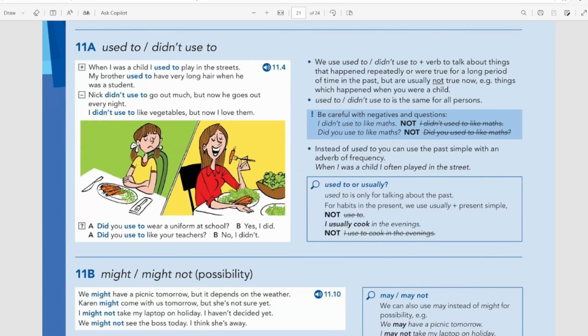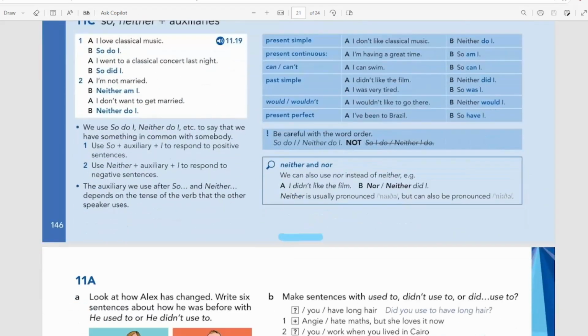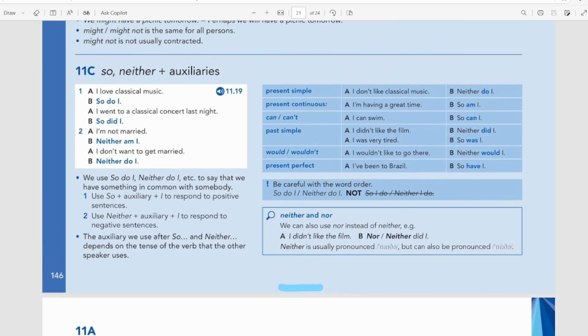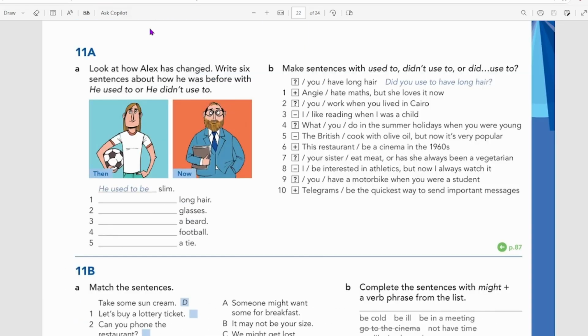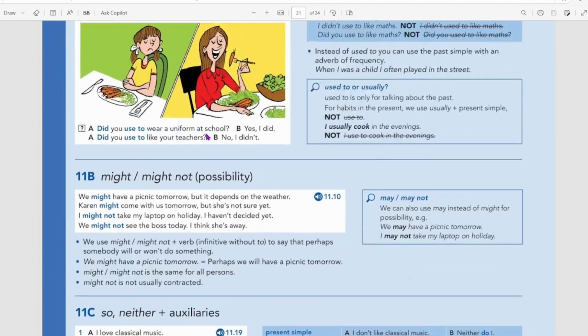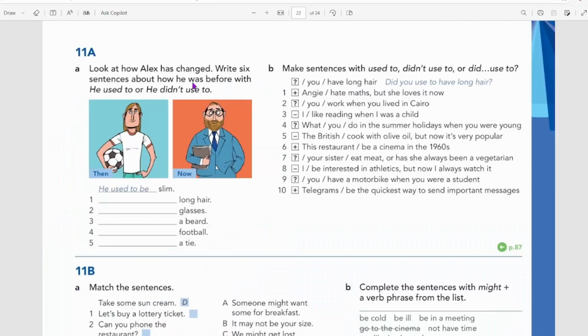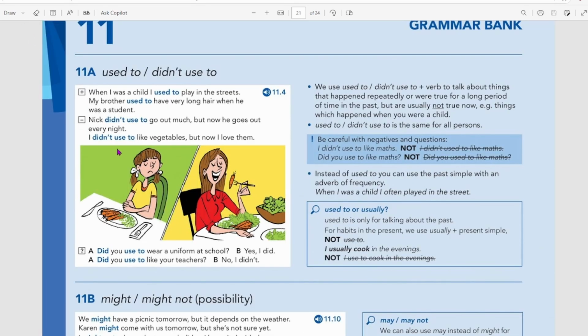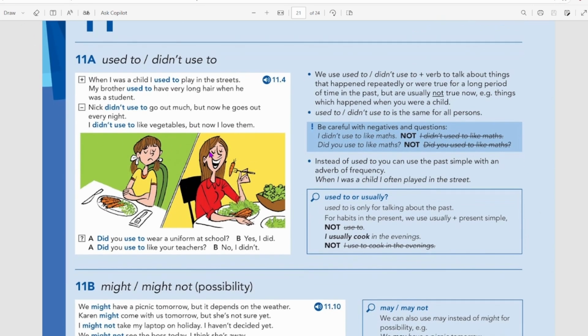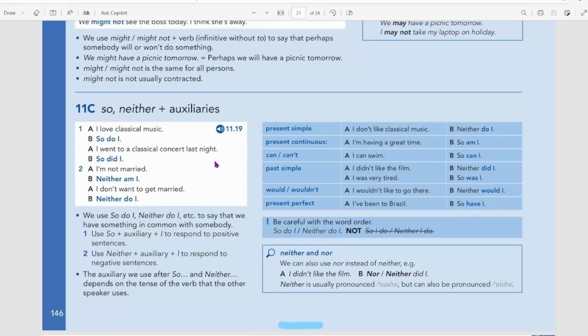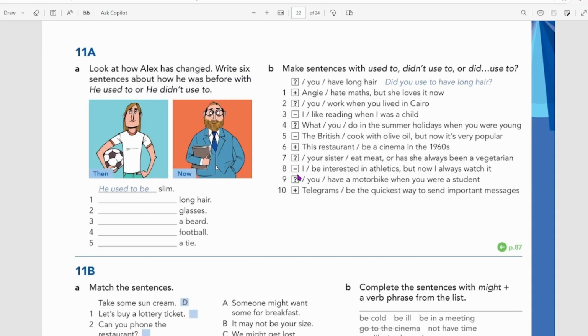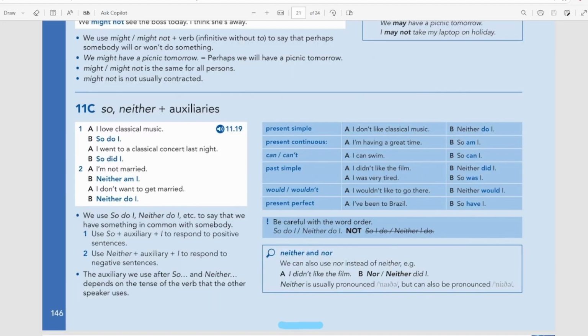All right, guys, so I'm going to explain 11A, that is English File for Intermediate Grammar Bank. I'm going to explain grammar here, page 146, and we're going to cover 147 as well, because that is for the exercises. So I'm going to explain 11A first, and then do the exercise, and then 11B, and then exercise, and then 11C, and then exercise of that as well. And then after that, we're going to finish the video, guys. So let's get started.